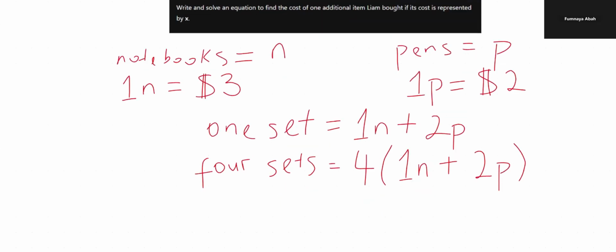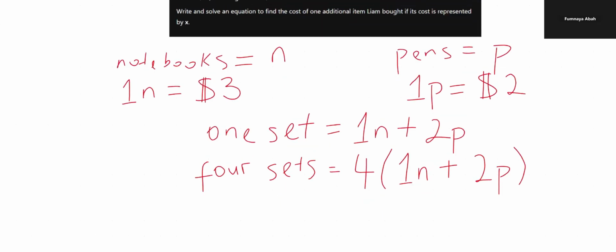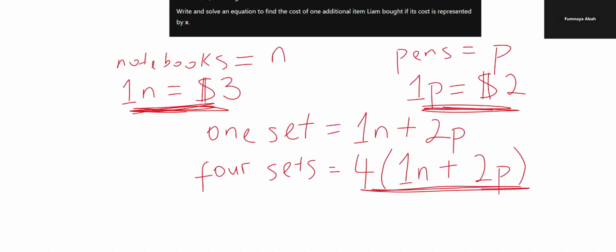So looking at this equation, we have 4 and in parentheses 1N plus 2P. So we have 2 variables that we don't know the value of yet in this equation. But the question told us that one notebook is equal to $3 and one pen is equal to $2. So we know the value of one notebook and one pen, so we can substitute them into this equation. So we can say 4, and 1N is equal to 3. And then since one pen is equal to $2, then 2 pens will be equal to 2 times $2, so twice the cost.